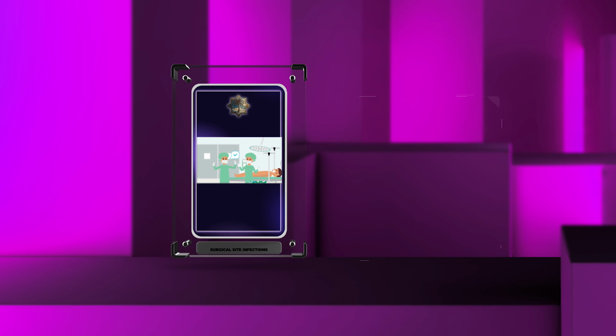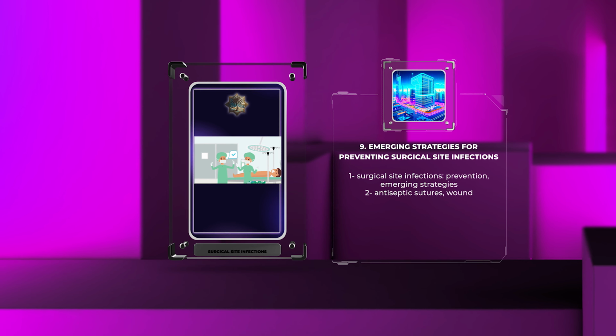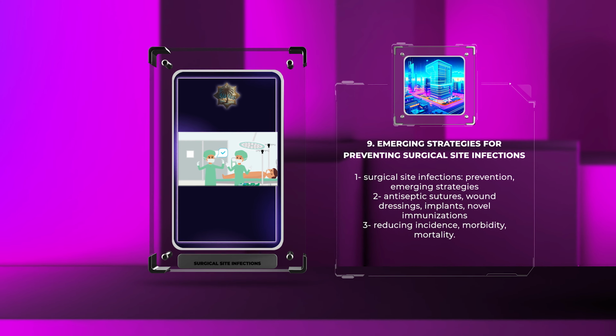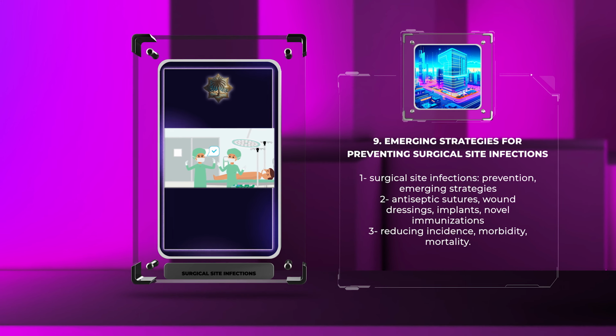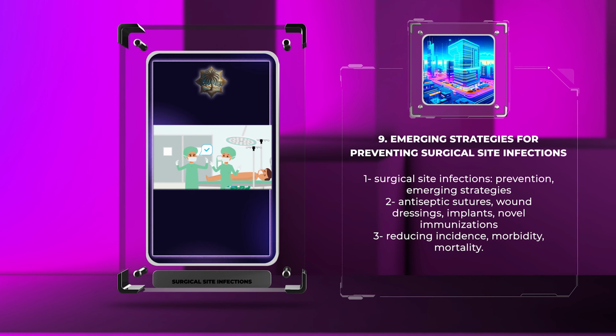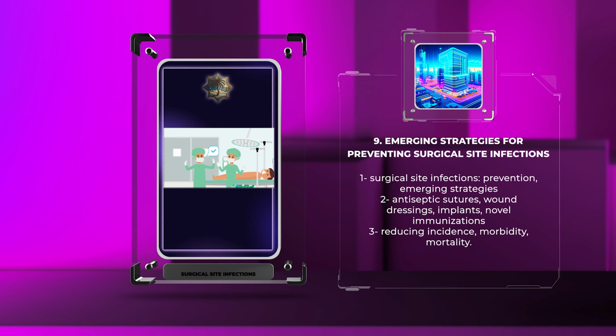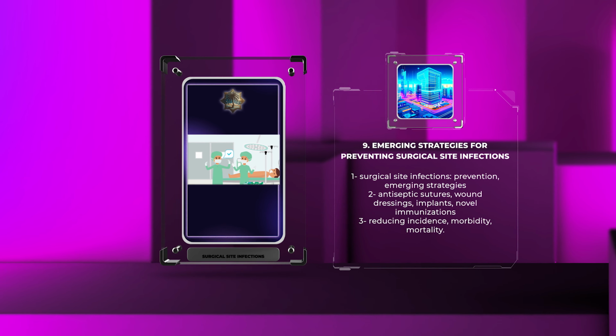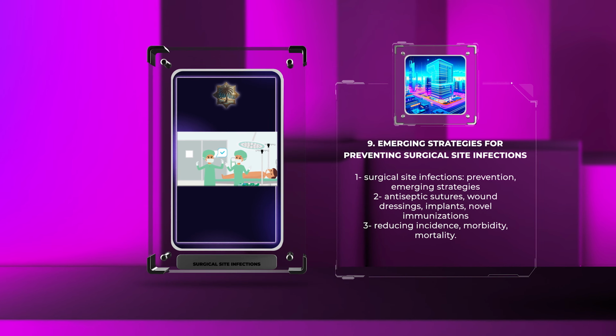Continued research efforts focus on developing emerging strategies to prevent surgical site infections. These strategies range from the use of antiseptic sutures, wound dressings, and implants to the development of novel immunizations targeting specific pathogens. Incorporating these innovative approaches into clinical practice holds great potential for further reducing the incidence of surgical site infections and their associated morbidity and mortality.